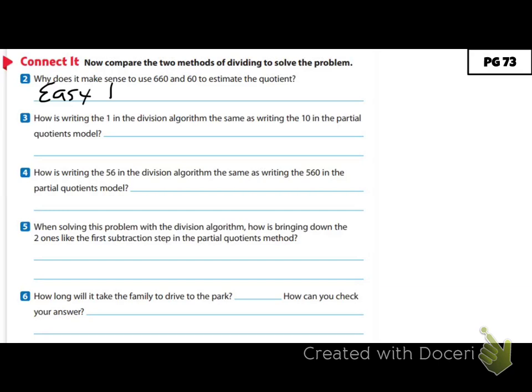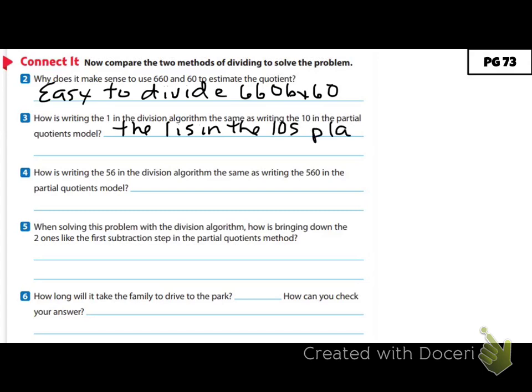It's easy to divide 660 by 60. Number 3, how is writing the 1 in the division algorithm the same as writing the 10 in the partial quotient model? Well, it all has to do with the place value. So, the 1 is in the tens place, so it represents 10.